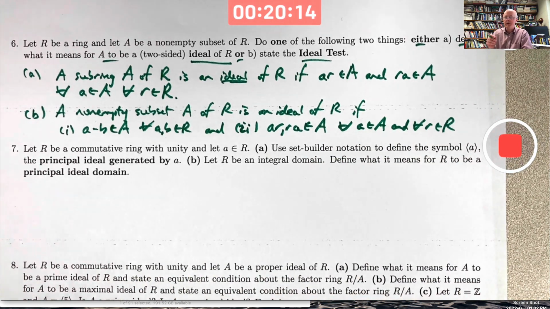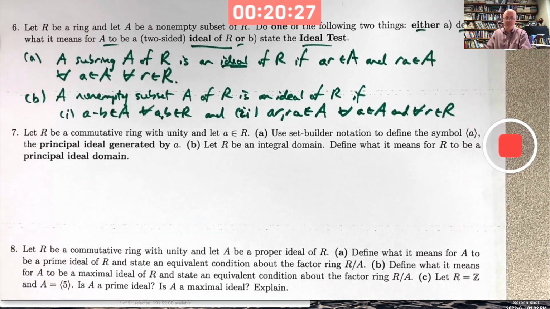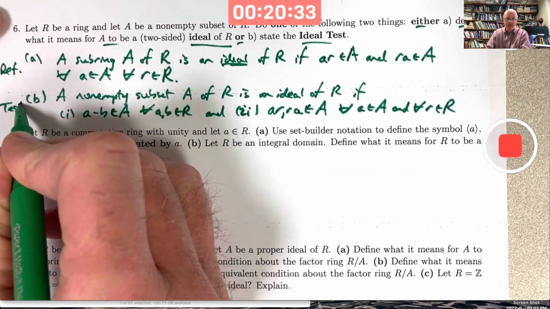Multiply an arbitrary ring element, little r, with an arbitrary ideal element, little a, and it gets sucked into the ideal. Super closed. I like making a slurping sound. It gets sucked in like that. Okay? You can think of it that way in either the definition or the test. That's the definition. This is the test, which is really a theorem.